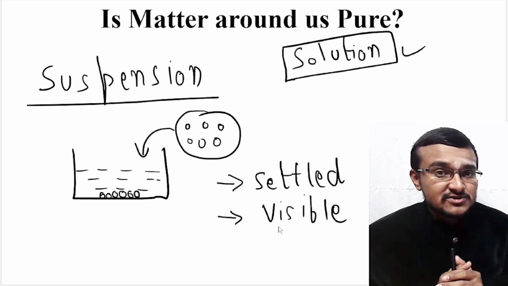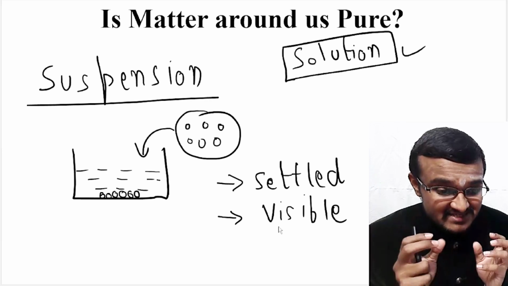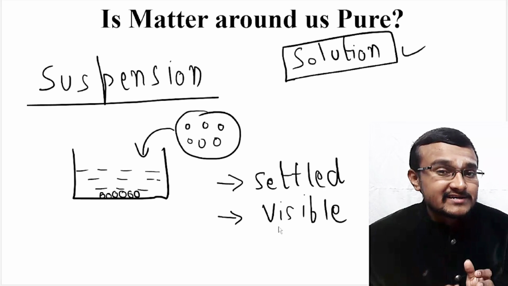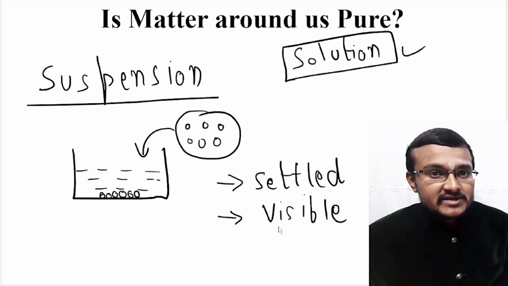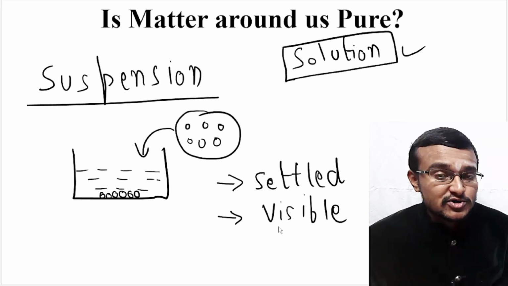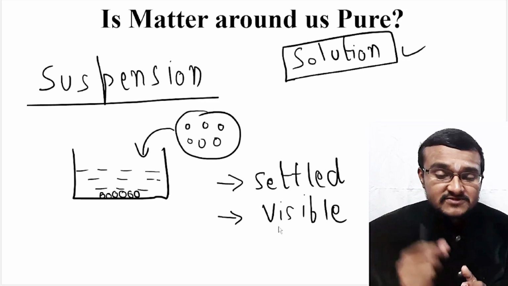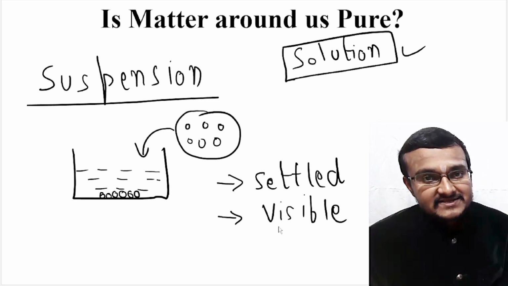But in a homogeneous solution, you cannot visibly see the solute particles because the diameter of those particles is less than 1 nanometer. That's why they are not visible to your naked eyes. But in suspension, the solute particles will be visible to your naked eyes and they get settled in the liquid.